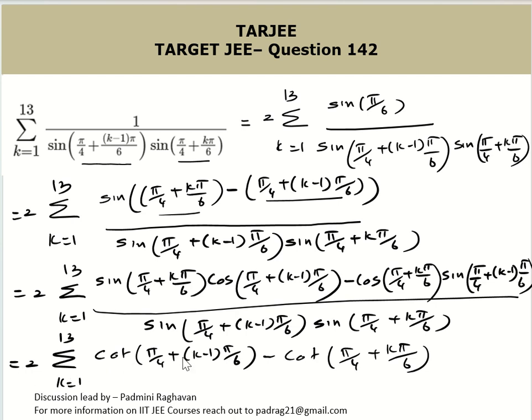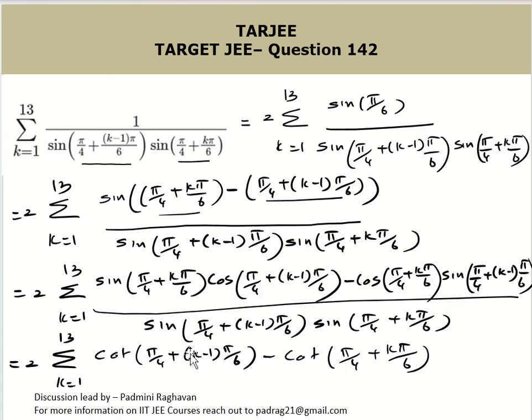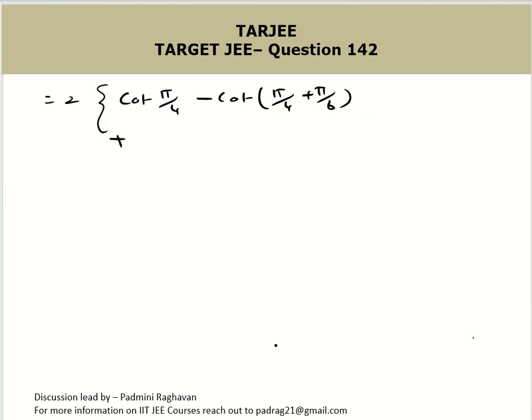When I put k is equal to 1, my first term will be cot pi by 4. My second term is going to be cot of pi by 4 plus pi by 6. So there is a 2 outside. Inside the bracket, I have cot of pi by 4 minus cot of pi by 4 plus pi by 6. For the next term, I will put k is equal to 2. 2 minus 1 will give me 1. So cot of pi by 4 plus pi by 6 minus cot of pi by 4 plus 2 pi by 6.